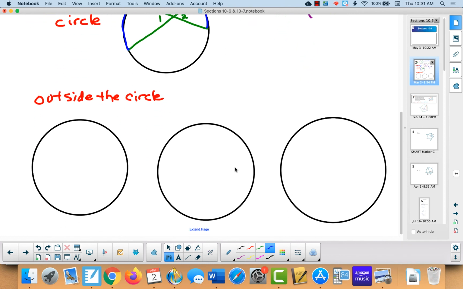And then we can also have where the vertex is outside the circle, and that can happen in three ways. We can have two tangents intersecting outside the circle. When that happens, we get two intercepted arcs. This one and this one.